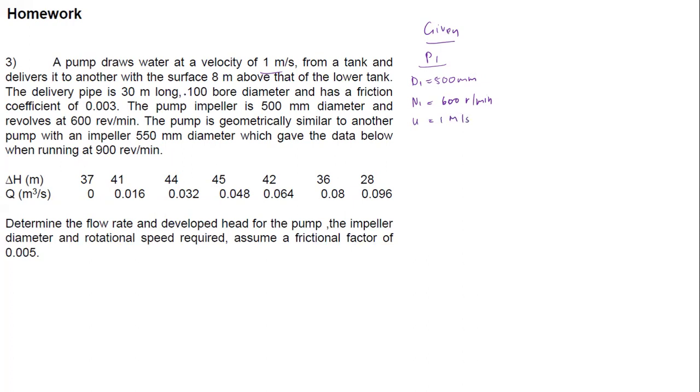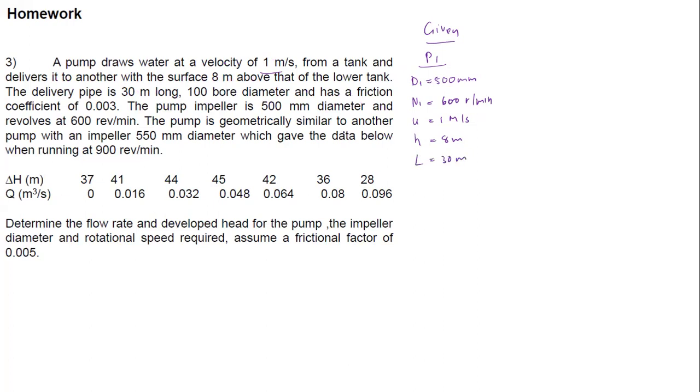Let's have a look at the height. We are provided with this, which acts as a height. They say from a tank and the delivery is to another with the surface of 8 meters above that of the lower tank. So our height h is going to be 8 meters. And we are also provided with the length of the pipe. The length of the pipe is 30 meters. You can see over there.